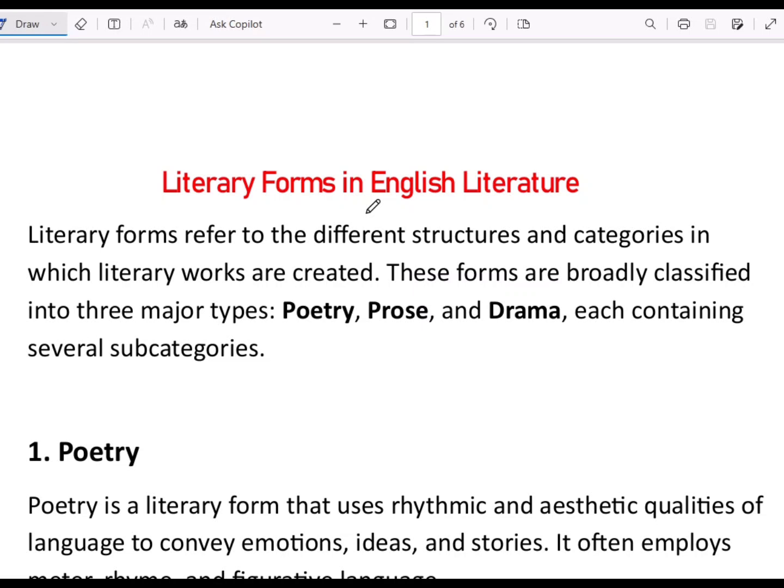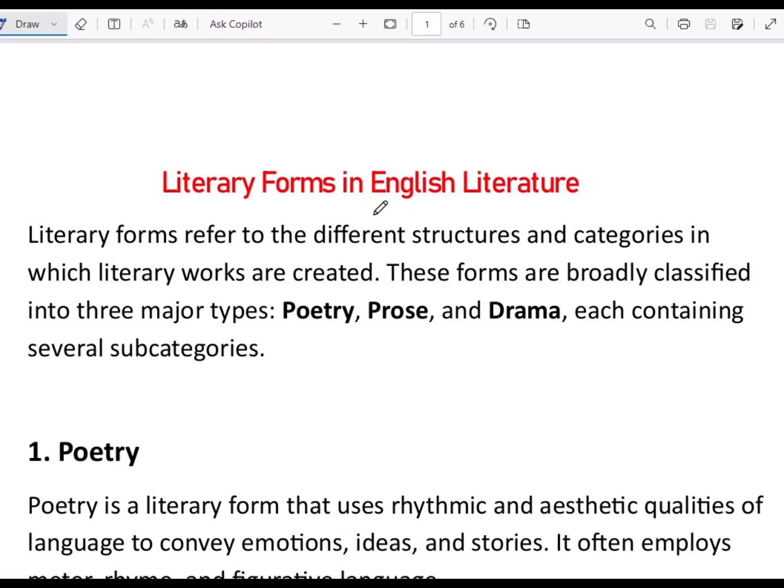So today we are going to learn about the literary forms that are there in our English literature. English literature, as we know, is a vast and dynamic field, and it is filled with various literary forms that shape the way our stories, emotions and ideas are expressed. So in short, these literary forms are the ways or the mediums through which we express our stories, emotions, and feelings.